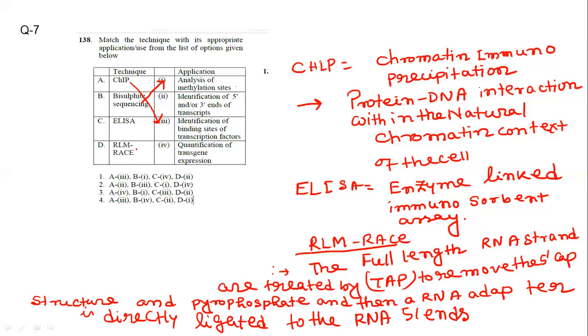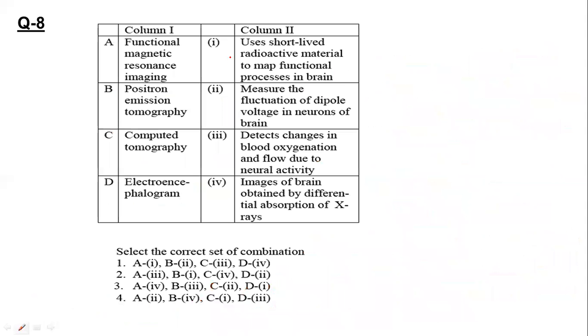Now here, RACE is actually used for identification of the 5' and 3' ends of the transcript, right? ELISA here is for quantification of transgene expression. So the answer is option A, the correct match, right? Now next one, we'll see matching the following. Now there is functional magnetic resonance imaging or fMRI, positron emission tomography scanning, computed tomography and electroencephalogram, right?